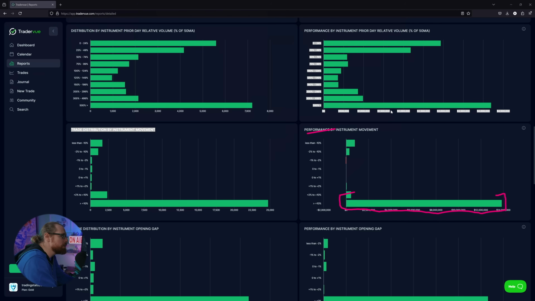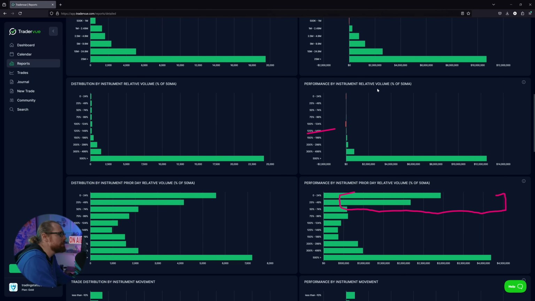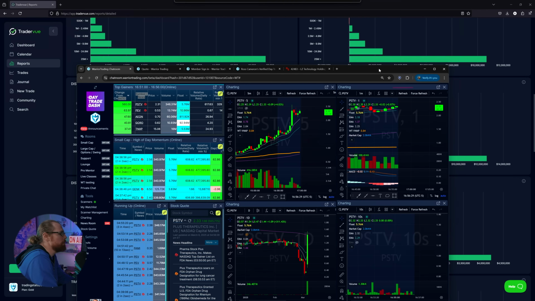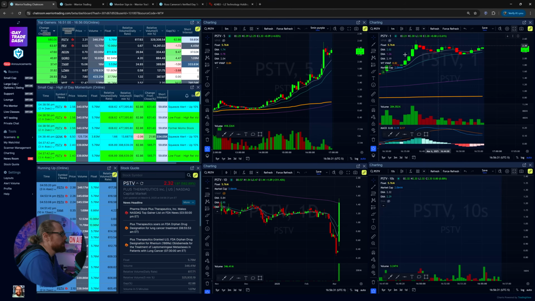Now, right up here, you'll see performance. This is it. Performance by instrument relative volume. So almost all of my profit is when the stock has 5 times higher volume than the 50-day average. So what that means essentially is, and I'll pull up a random chart here. Let's look at a stock that was in play. We could even look at this one here that we were just looking at a little bit ago.